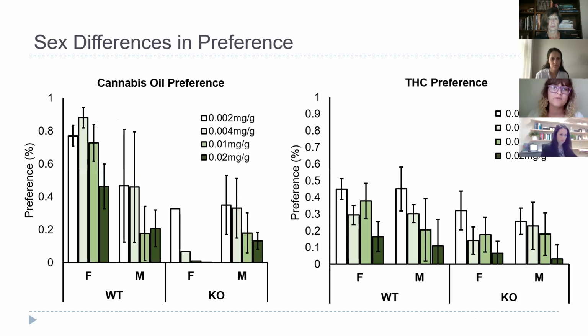So we broke down these results according to sex, again keeping in mind that we are still in the process of adding more animals into our cannabis oil preference test. However, we have started to see maybe the suggestion of a sex effect in our wild type group when looking at the cannabis oil preference. However, these effects according to sex don't seem to extend to the THC preference test that we're running. Again, maybe suggesting that there is some difference when it comes to preference for THC versus cannabis, and it could be stratified by sex as well.